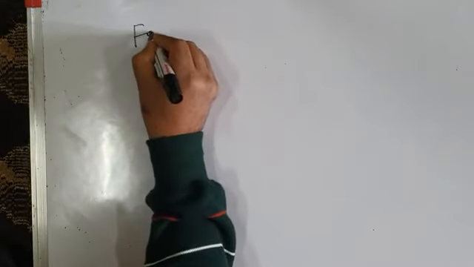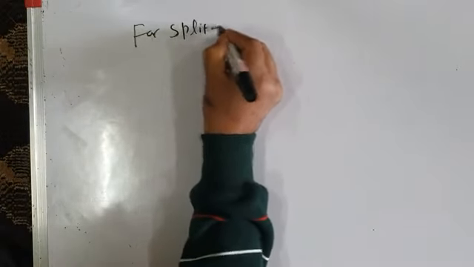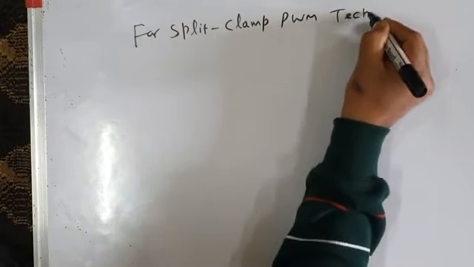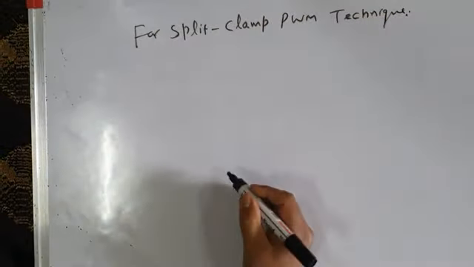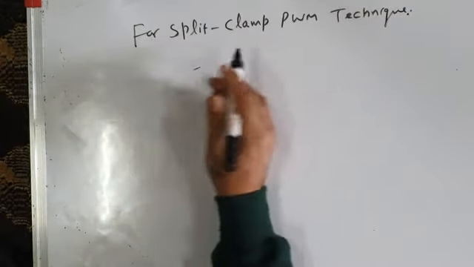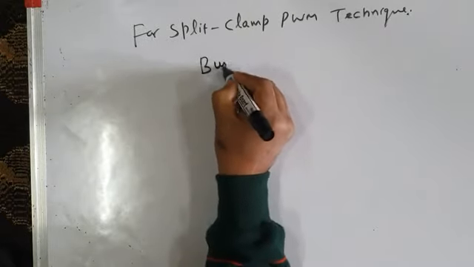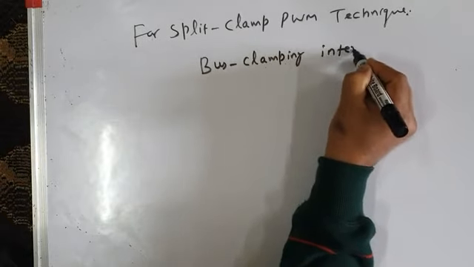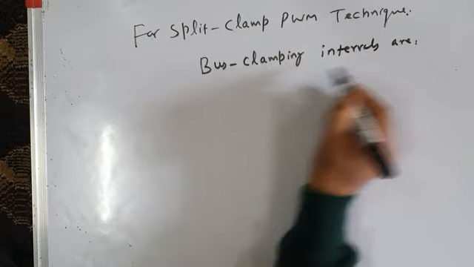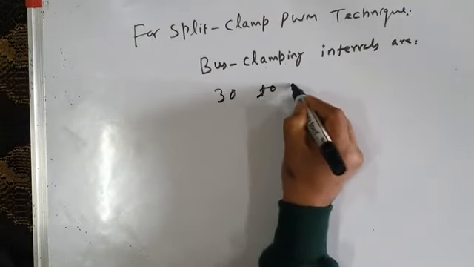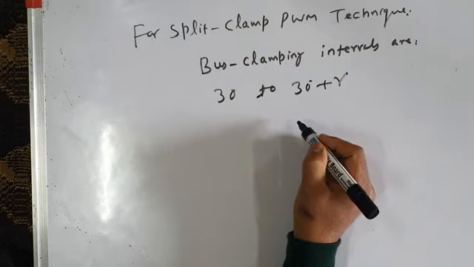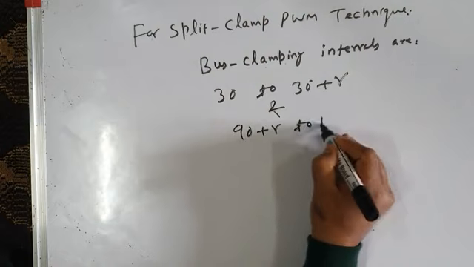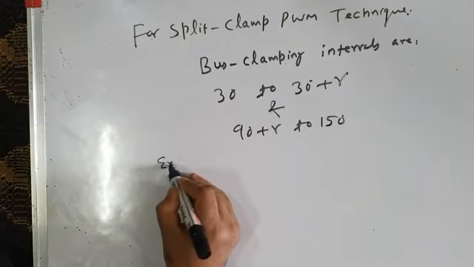And for split clamp PWM technique, how do you find the intervals? The bus clamping intervals are like this: 30 degrees to 30 degrees plus gamma, and 90 degrees plus gamma to 150 degrees. Let us take an example.